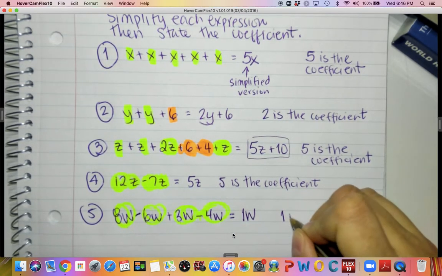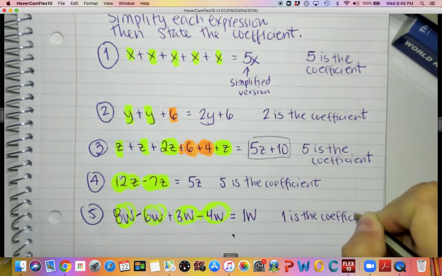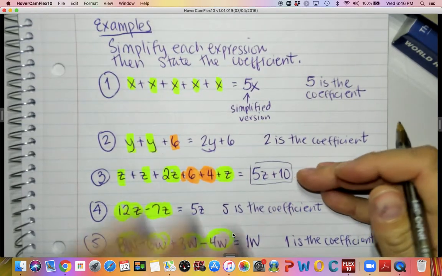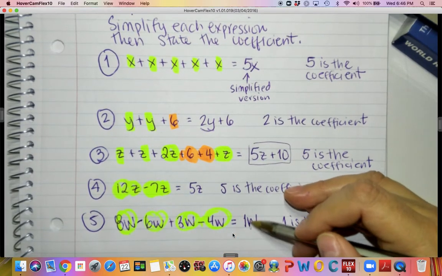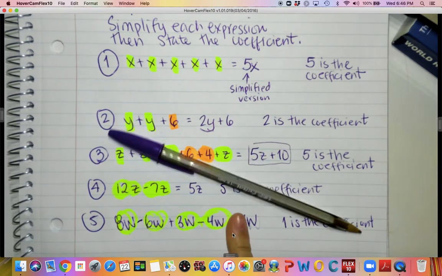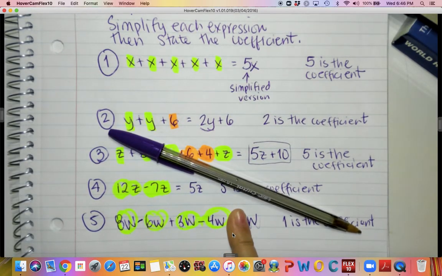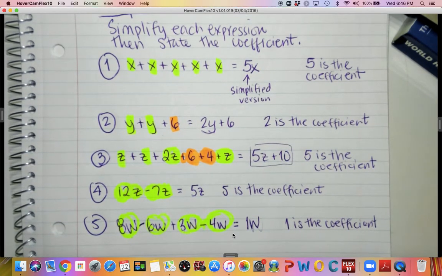So technically 1 is the coefficient. And you wouldn't be incorrect if you just left the answer as w. Remember, we imply because there's a w that it's a 1. So you can leave the 1 off and it will still be correct, and 1 still will be the coefficient. So let me make sure I did that right. 8 minus 6 is 2. 2 plus 3 is 5. 5 minus 4 is 1.